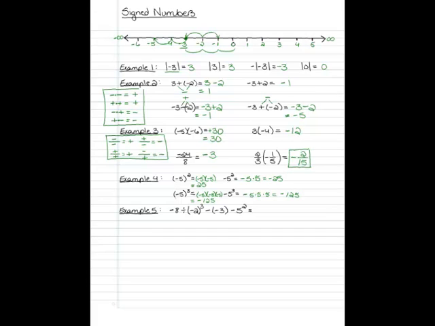Example 5, putting everything together, now we have an order of operations problem. A whole bunch of operations going on with positive and negative numbers. So looking at this, we have negative 8 divided by negative 2 cubed minus a negative 3 minus 5 squared. So order of operations say to deal with parentheses first. So looking at this, there are parentheses in the problem, but there are no operations within the parentheses. The parentheses are simply there to separate the signed numbers from the rest of the problem.